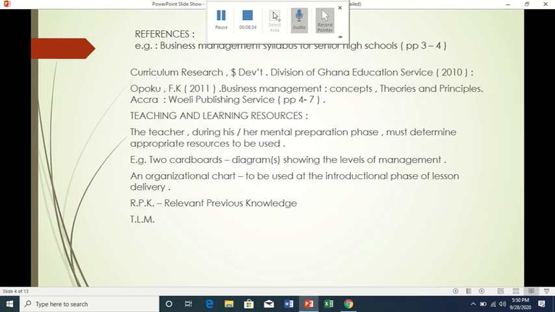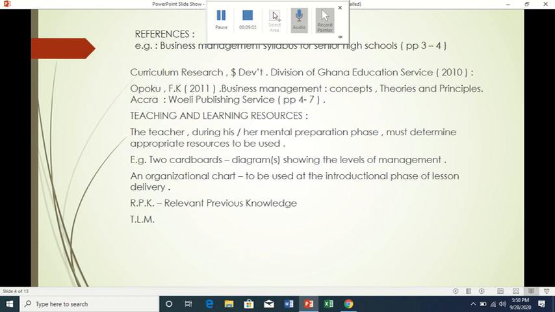During this mental preparation, the teacher has to think about all these and determine appropriate resources to be used. Two cardboards, for example, or diagrams. These diagrams are showing the levels of management in the example that I have given. An organizational chart to be used in the introductory phase of the lesson delivery.